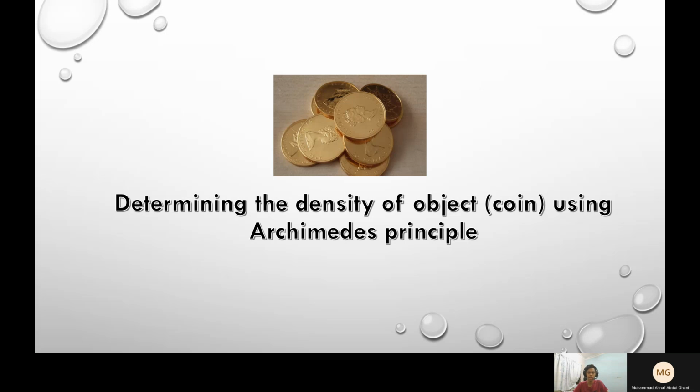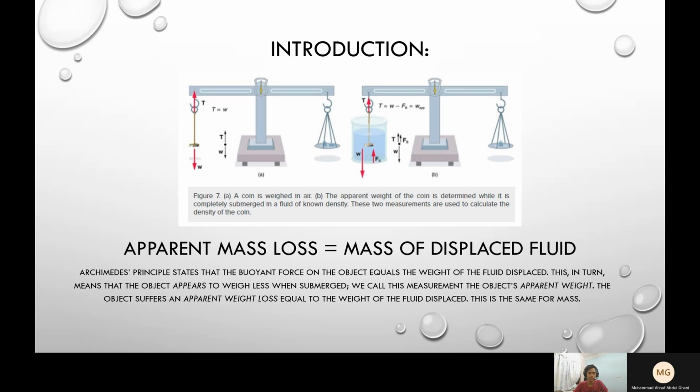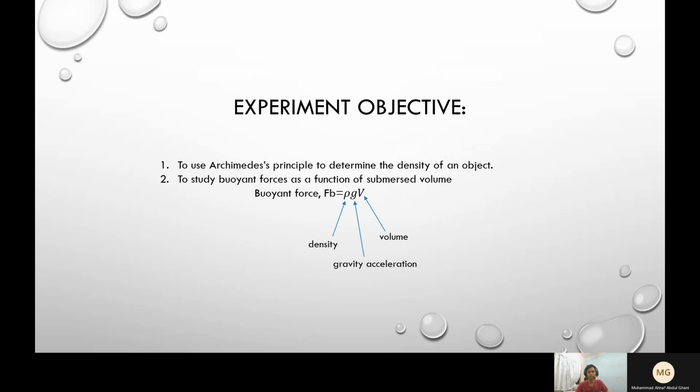How are we going to determine the density of a coin using Archimedes' principle? As an introduction, Archimedes' principle states that the buoyancy force is equal to the weight of the fluid displaced. This means that the object has a weight reduction when submerged, so the apparent weight loss is equal to the weight of the fluid displaced. This also works the same for mass, as we are going to use a mass reading apparatus. So, in all, the apparent mass loss is equal to the mass of displaced fluid.